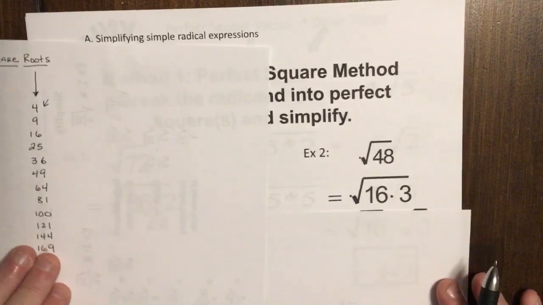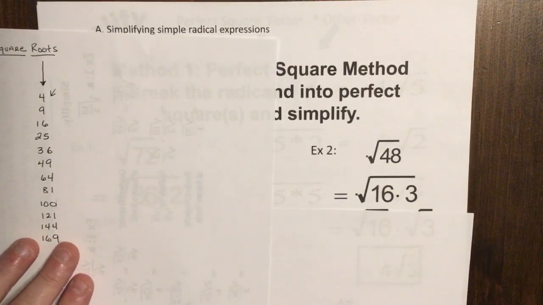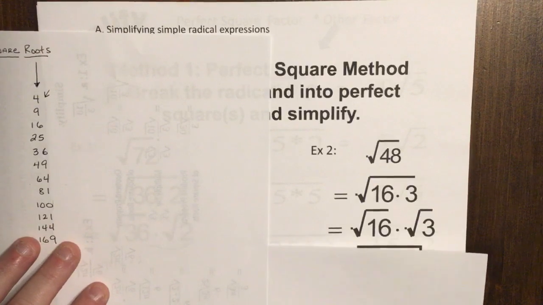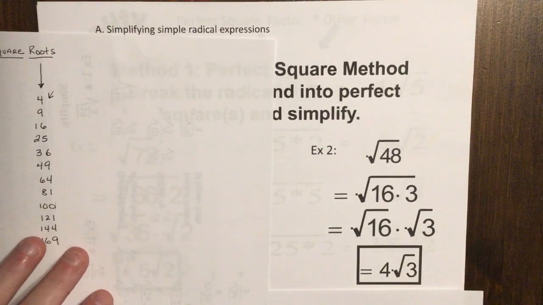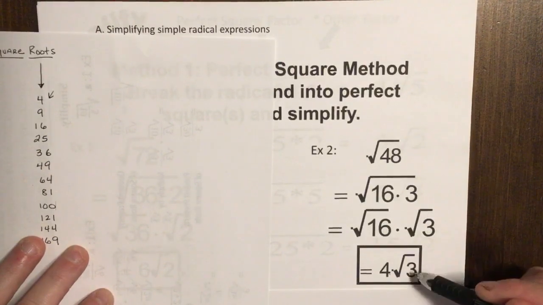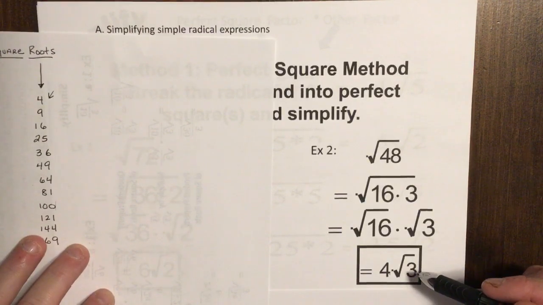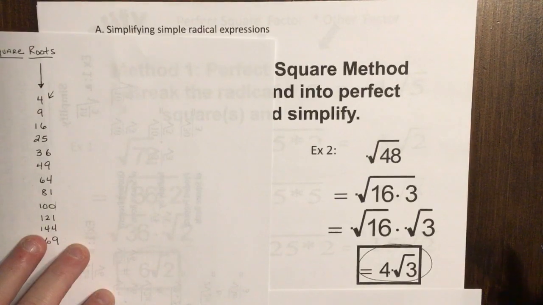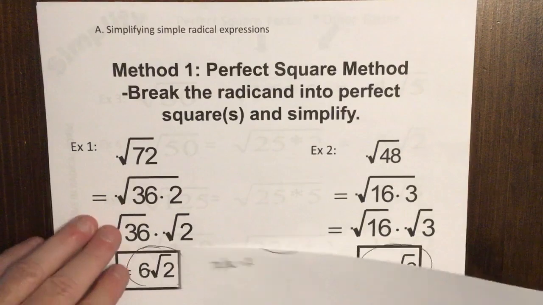I'm going to write the square root of 16 times 3, which also means the square root of 16 times the square root of 3. And I'm going to take that and solve: the square root of 16 is 4, and I'm going to leave the square root of 3 inside the radical because it is not a perfect square. So that would be my final answer, 4 square root of 3. Okay, simple enough. All right, let's do some more here.